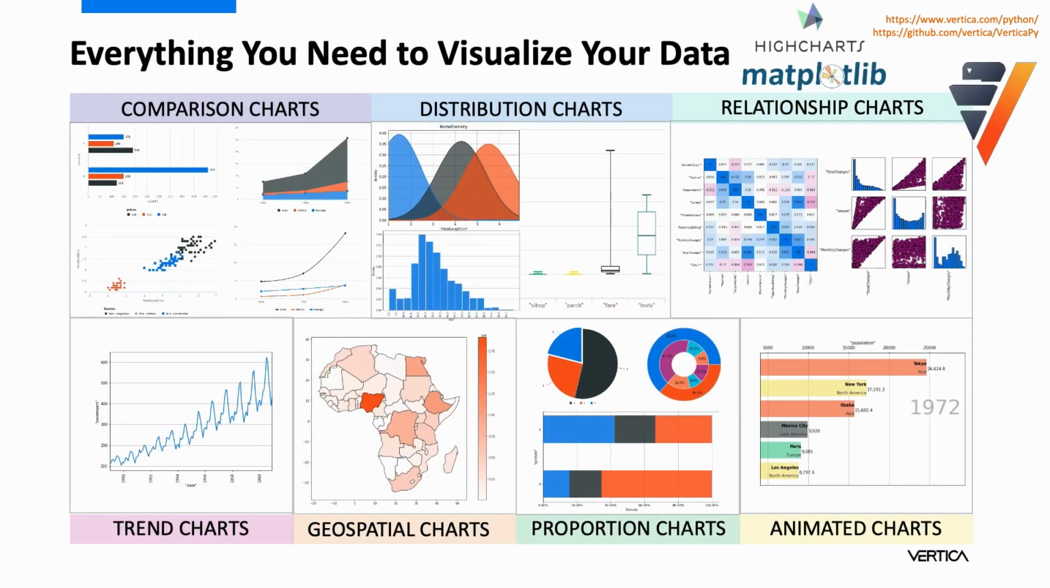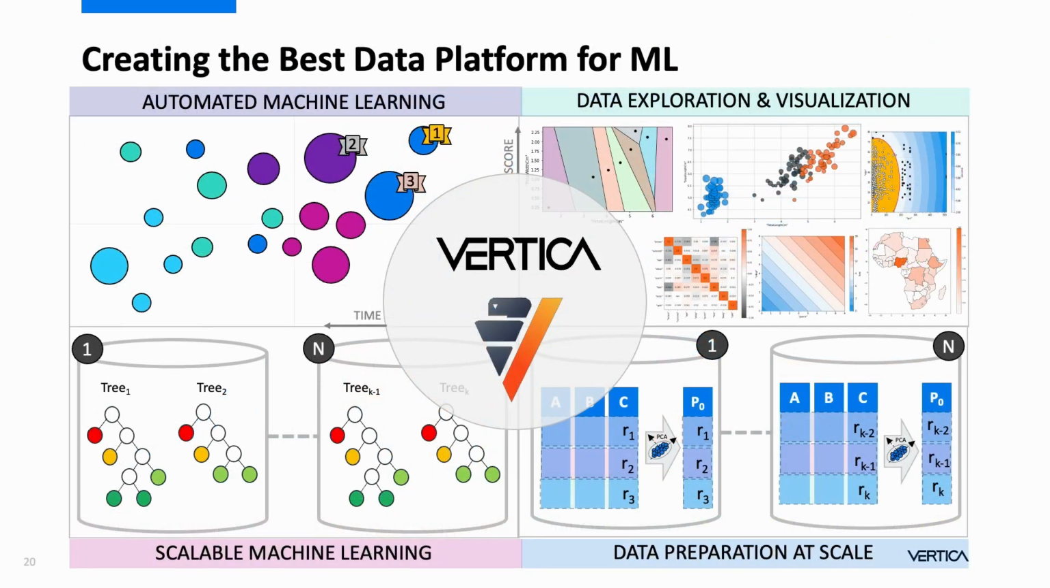Besides, VerticaPy offers amazing data exploration capabilities. With more than 80 different charts, it is possible to easily understand your data. No need to have an extra library to do it. One API to help you discover all the insight you need. The goal behind VerticaPy is to create the best data platform for machine learning. By combining 4 main topics: automated machine learning for citizen data scientists, scalable machine learning and data preparation at scale for data scientists, and data exploration and visualization for business analysts.